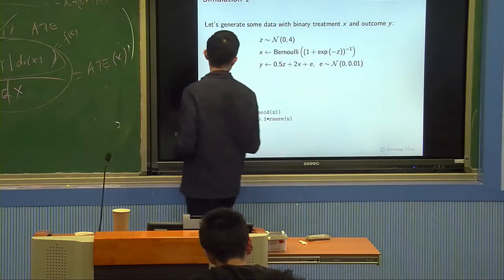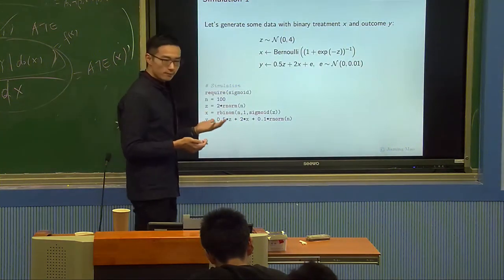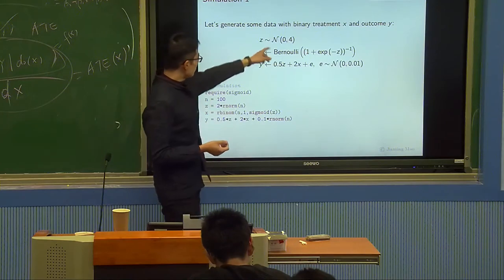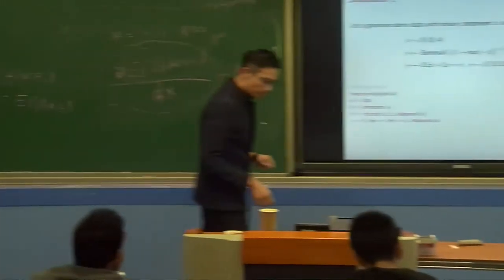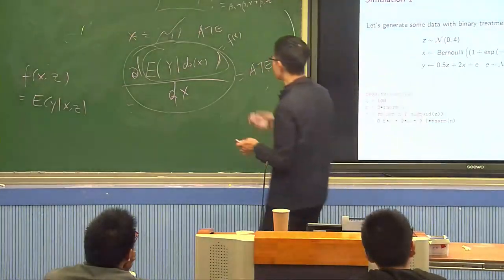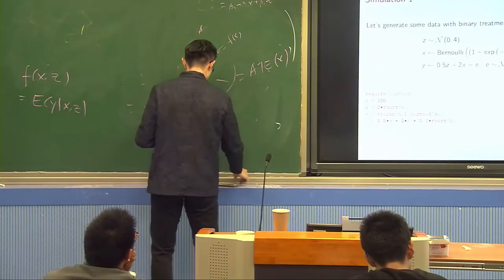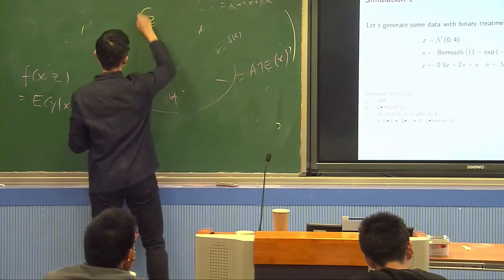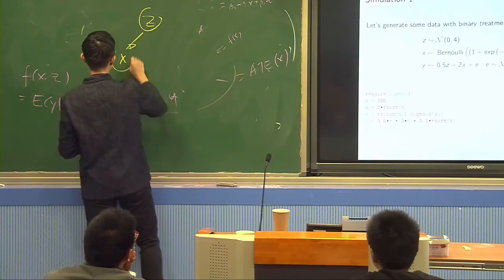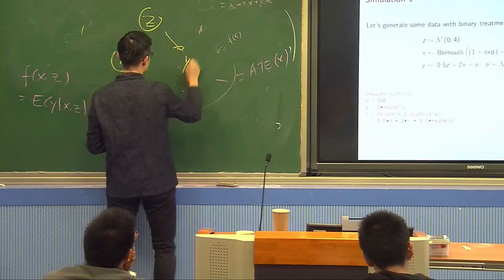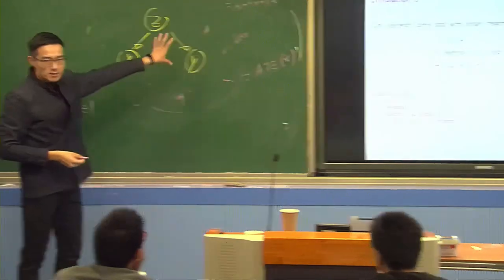Let's see some actual simulation examples. The first example is, let's generate some data. In all my simulation examples today, I'm going to have a Z that causes X, and it causes Y. So this is my basic setup.